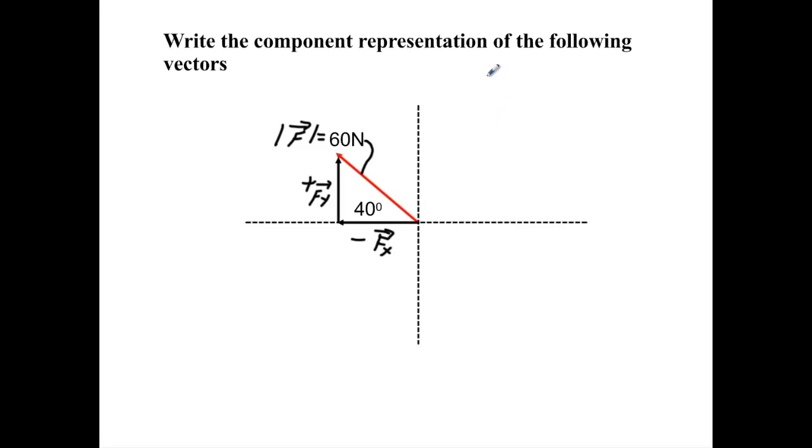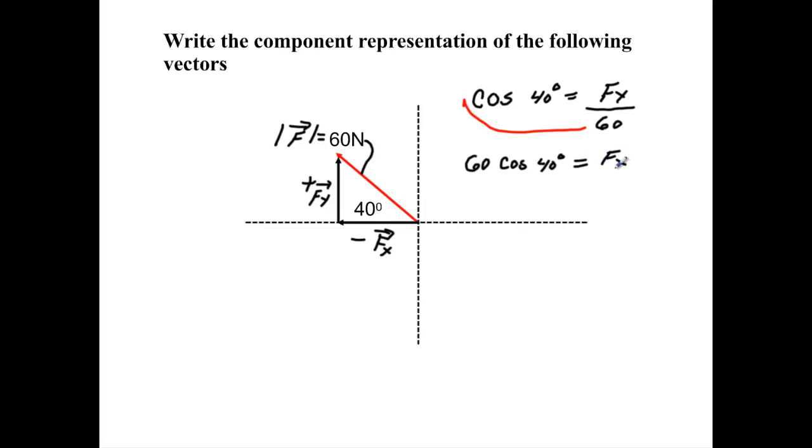Okay, by definition, we should know that the cosine of 40 degrees is going to equal the adjacent side divided by the hypotenuse. So I'll make this FX, and I'm going to just leave it positive right now. I'll change it because I know it's going to go the negative direction, over 60, because 60 is my hypotenuse. Now all you have to do is use algebra, bring the 60 up to here, and we'll rewrite that, and we'll get 60 times the cosine of 40 degrees is equal to FX. We can label that with our vector too.